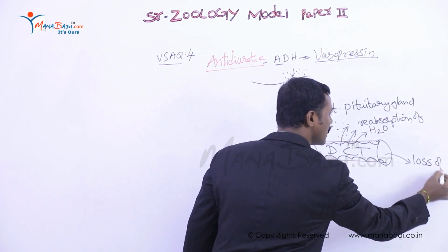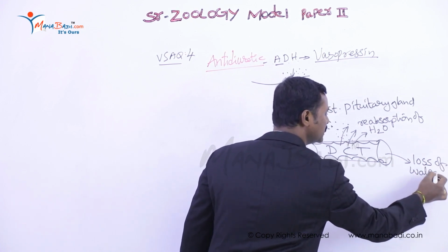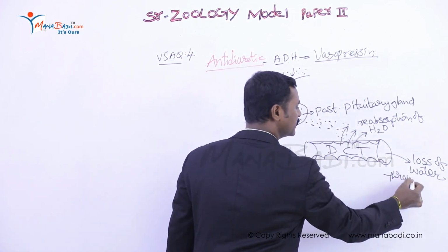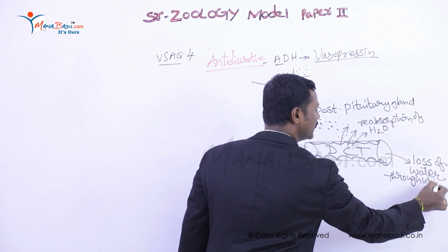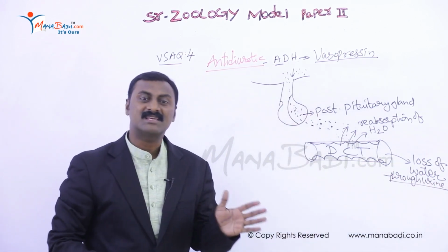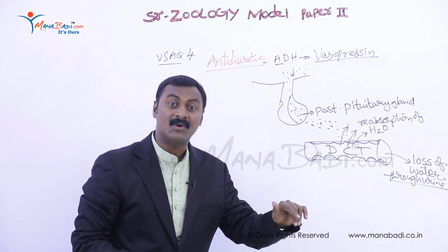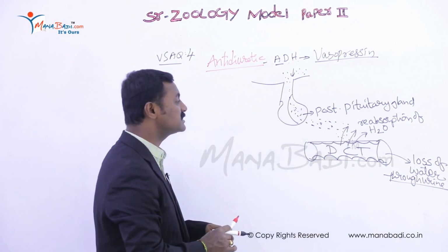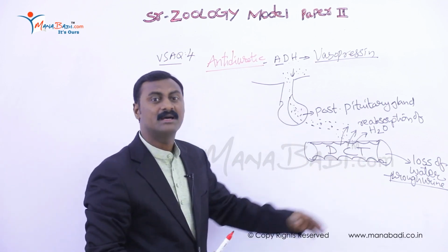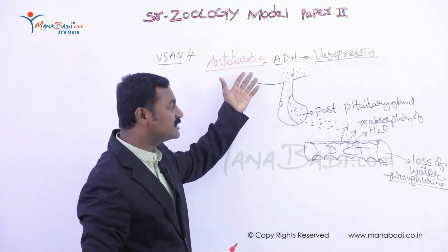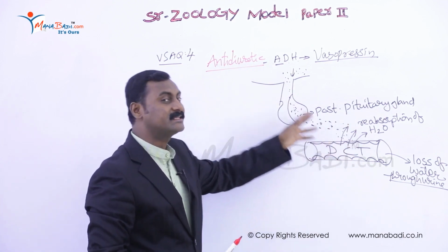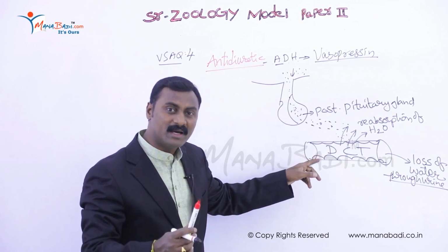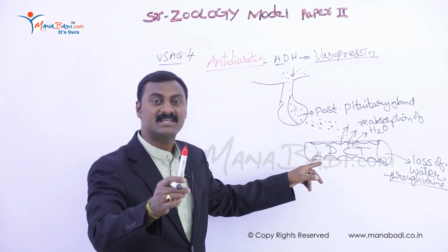So here the loss of water through urine is prevented. That's why concentrated urine is released. So it prevents diuresis. What is the meaning of diuresis? Loss of water through urine is called diuresis. By absorbing water, this hormone prevents the loss of water from our body, so it helps us prevent dehydration.